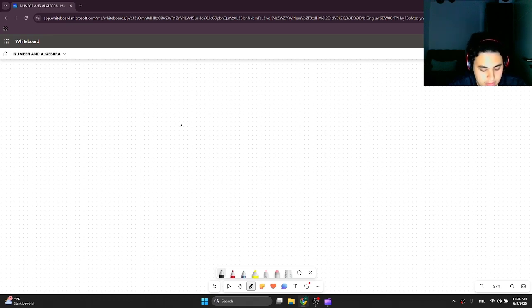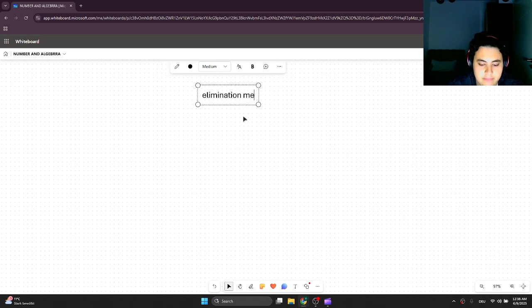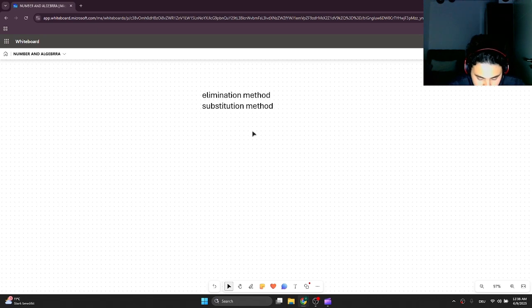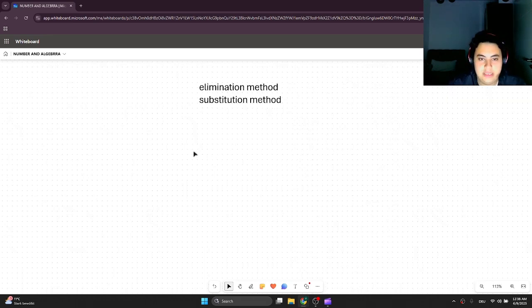This you can do by your calculator. But what I'm going to be looking at is the elimination method and the substitution method. Substitution. Yeah, okay, that's correct. Okay, so let's look at an example for the elimination method first.